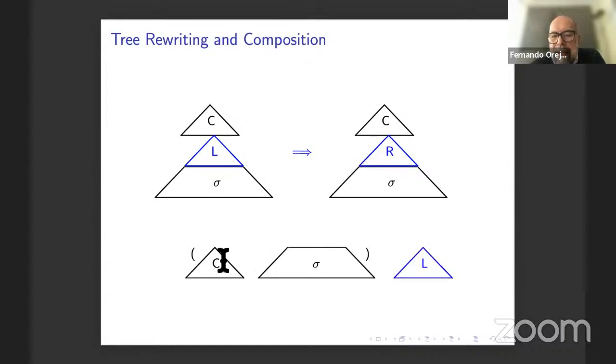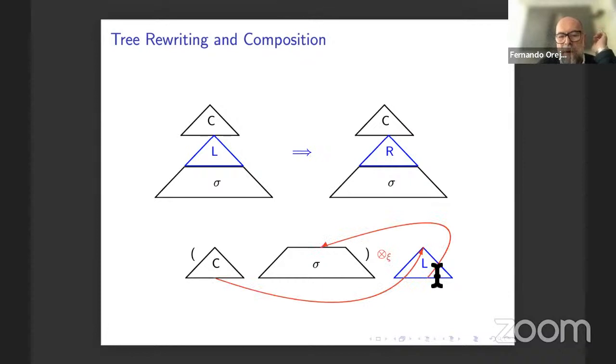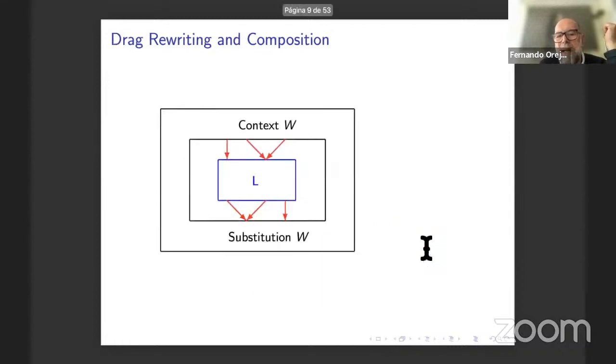So you can think that in a term, when you are going to apply this rule, you have a piece, which is the context, then the substitution, and then the L that you apply, which is more or less in between. And the relation between the left-hand side of the rule and the original term is that the context is put on top of L, and below you have the substitution of the variables of L. So the idea in drags is to have something similar.